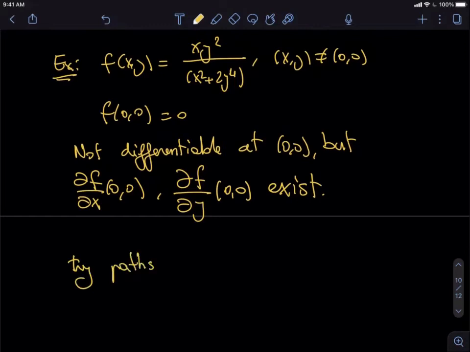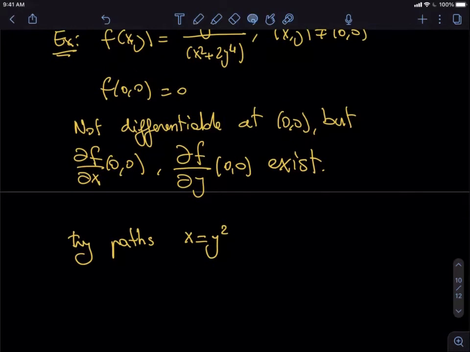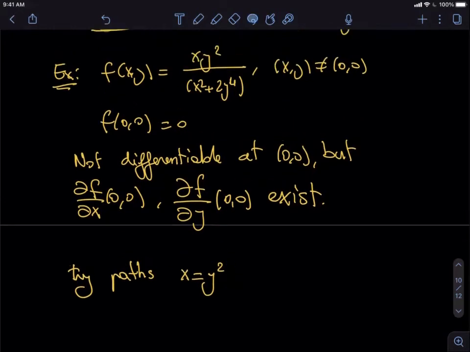To check that it's not even continuous, you can try a path that is x equals y squared. Why am I choosing this? I'm choosing this because if you see here, they are not balanced. The x has a power of 1, the y has a power of 2, and same in the denominator. So what I can do is to plug x equal y squared. So here I get y to the power 4, which is the same power as in the denominator. So there will be a cancellation and then it will not work.